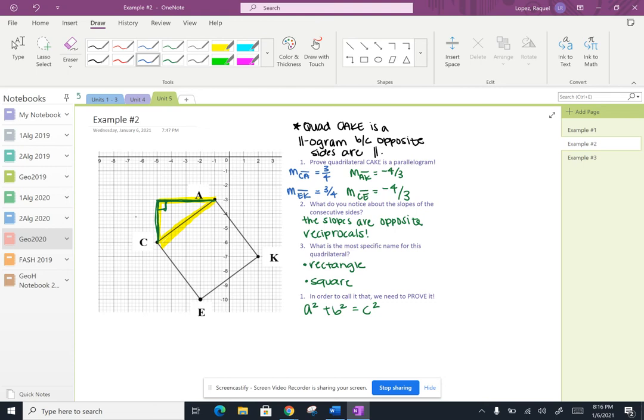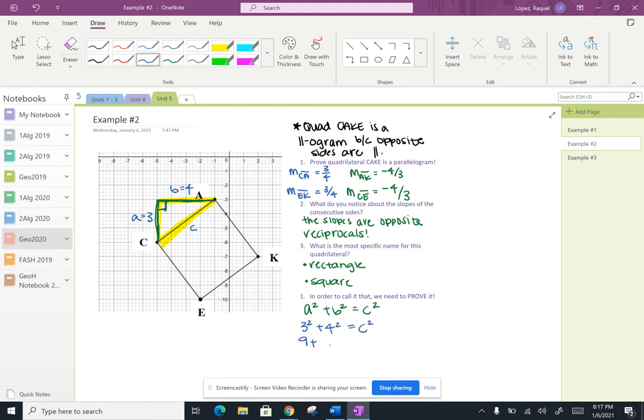I'm going to use this right triangle and I'm going to label this part A, this part B, and this part C because that's going to help me find the distance of CA. Well, A would be 3 and B would be 4. I'm really just counting the horizontal and the vertical distance. So let's go ahead and plug that into our formula. So I have 3 squared plus 4 squared equals C squared. That's what I'm trying to find.